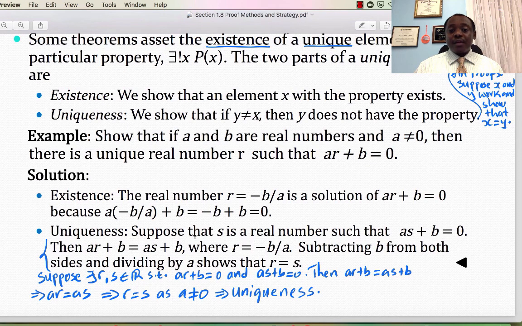So whenever there are real numbers r and s such that ar + b = 0 and as + b = 0, r would always equal s, i.e. there is a unique number r that satisfies the equation. That proves uniqueness. Existence, uniqueness, and we are done.